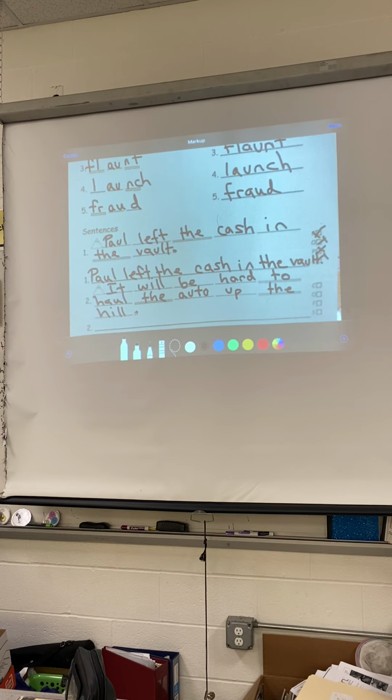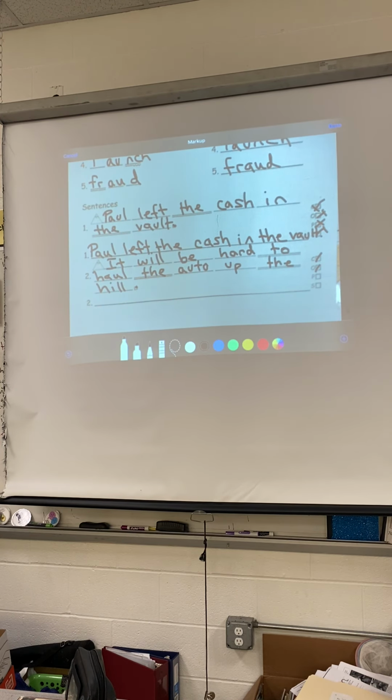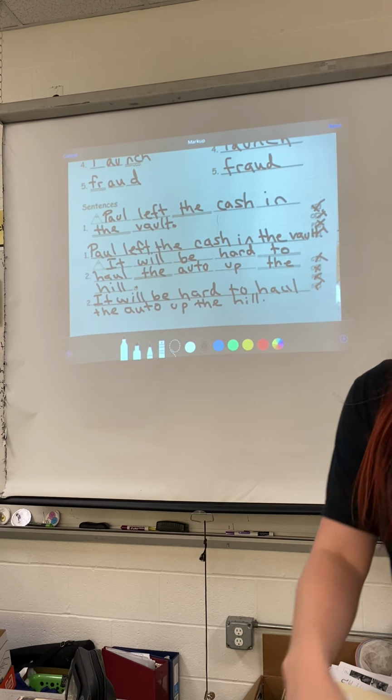Checking for cops, you have a capital letter for it. Order, it will be hard to haul the auto up the hill. That's a complete sentence and a complete thought. Punctuation, you should have a period. Spelling, check all your words for correct spelling. And then rewrite it on your line. Check for cops a second time after you rewrite. And maybe make a goal for your second time. Maybe you want to make it nicer printing. Maybe you want to space out your letters and words. Keep your letters on the line. Give yourself a little goal. Rewrite, please.